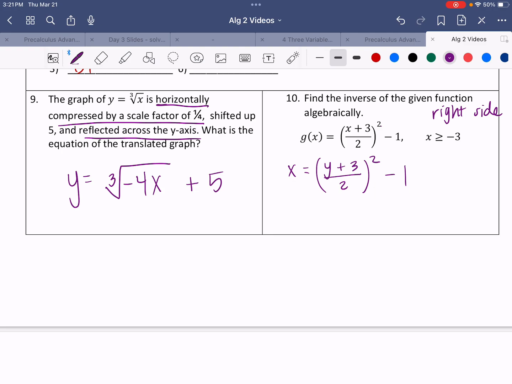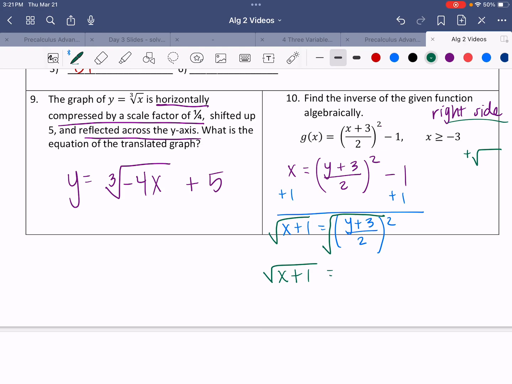Okay, let's get the y by itself. So I'm going to cancel the -1. X plus 1 equals y plus 3 all over 2 is being squared. And now I can take the square root of both sides. And then here's where I have to decide. It's not plus or minus. You choose, because it's the right side only. We need the positive square root. So just writing it as the square root of x plus 1 is good. It is positive, and I'll assume it's positive if you don't put a negative.